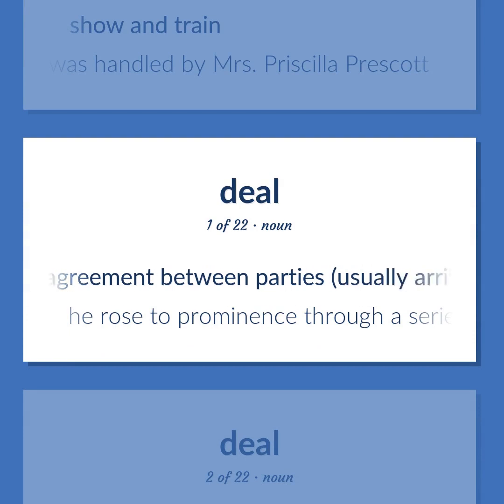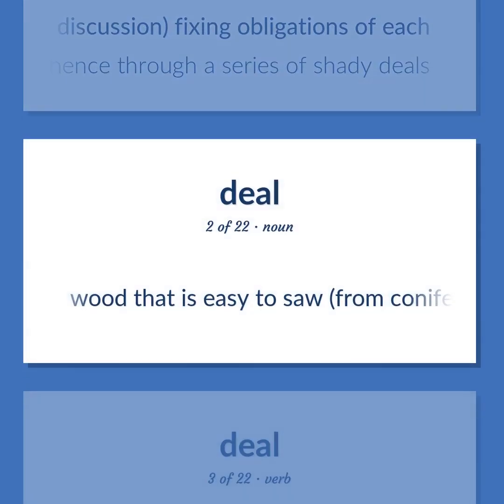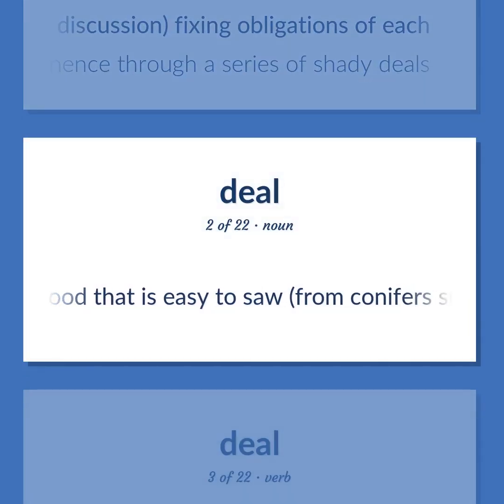An agreement between parties, usually arrived at after discussion, fixing obligations of each. He rose to prominence through a series of shady deals. Wood that is easy to saw, from conifers such as pine or fir.